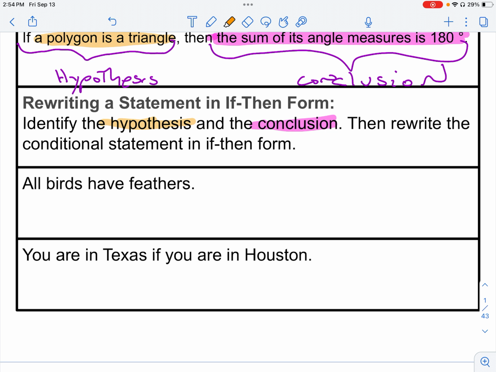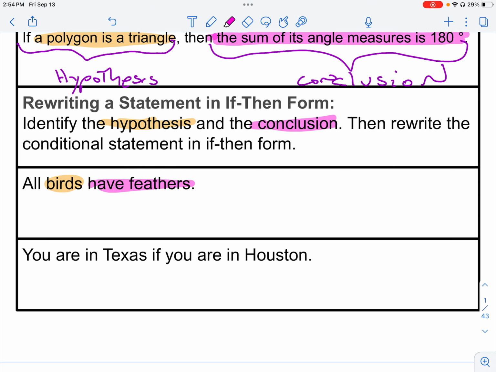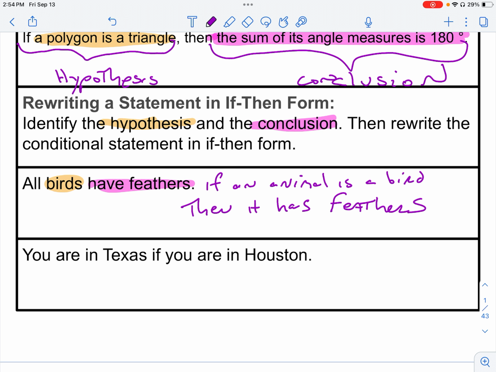So all birds have feathers. So birds are going to be our hypothesis, and having feathers is going to be the conclusion. We're going to write this in the if-then form. So if an animal is a bird, then it has feathers. So if it's an eagle, if it's a pigeon, it's going to have feathers. If it's a dog, no feathers.